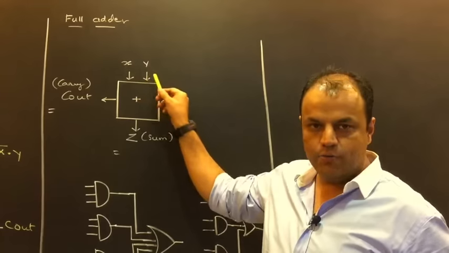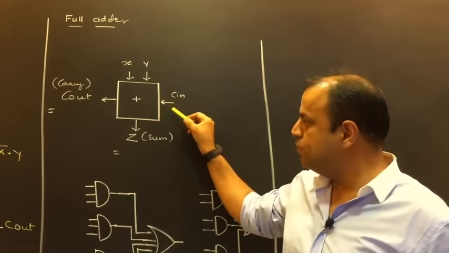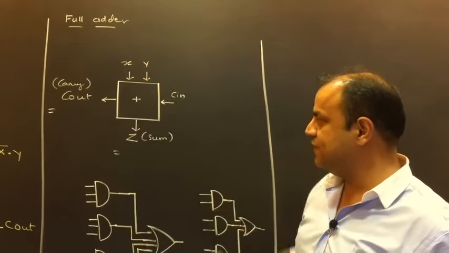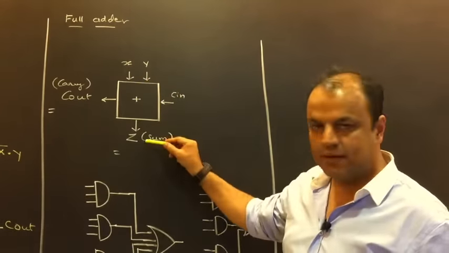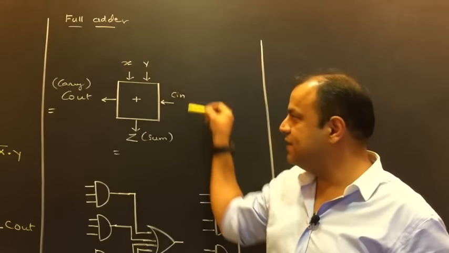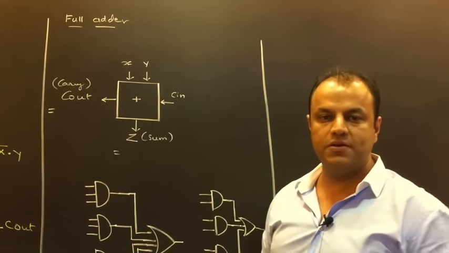The 2 bits that you want to add, and a carry input. So the inputs are X, Y and C in. The outputs are the sum and the carry output. Again, everything is a 1-bit quantity, so everything can only be a 0 or a 1.